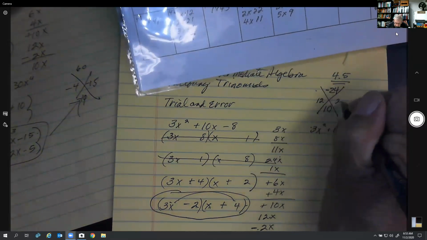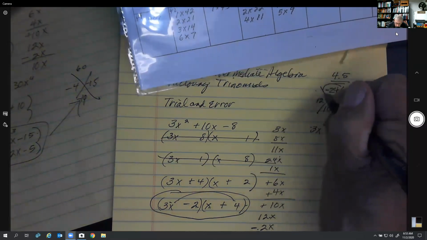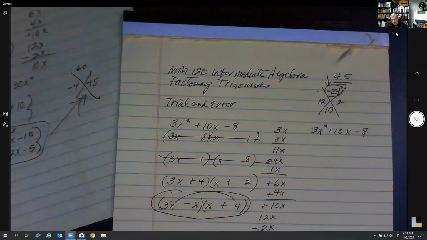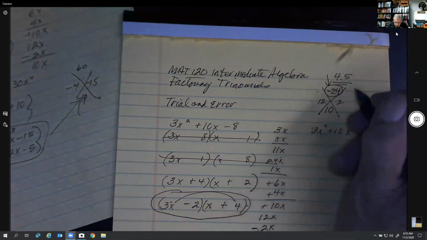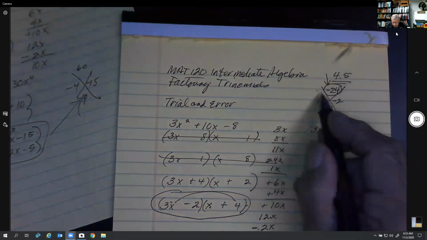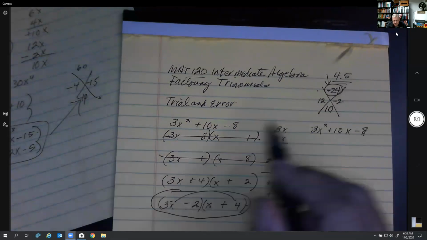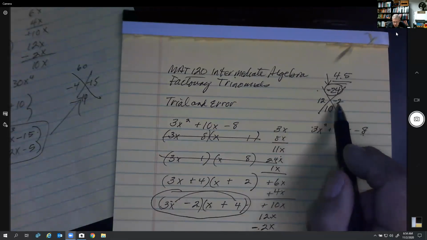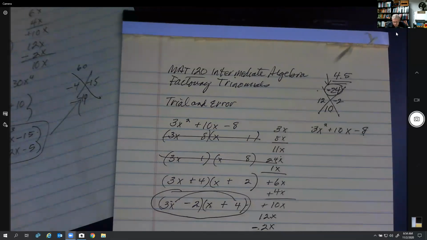And remember, if this top term has a minus sign in front, a negative, then that means we're going to subtract. So 12 take away 2. If it has a positive sign, that means we're going to add. But in this case, we're going to subtract. 12 take away 2 is 10. So I've got my combination.